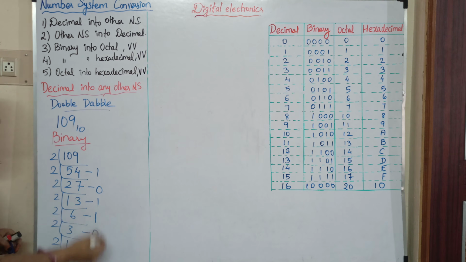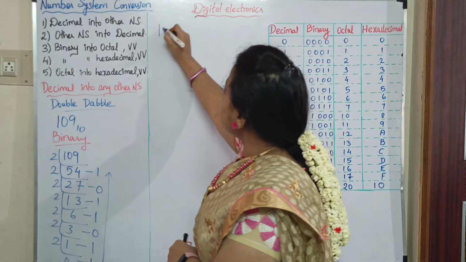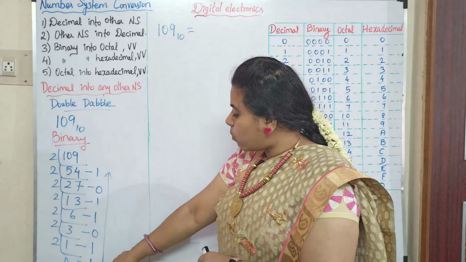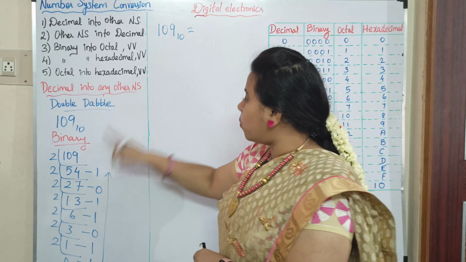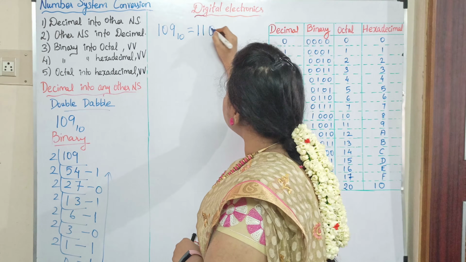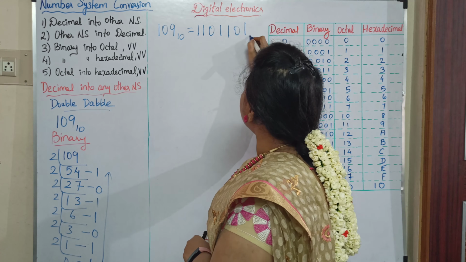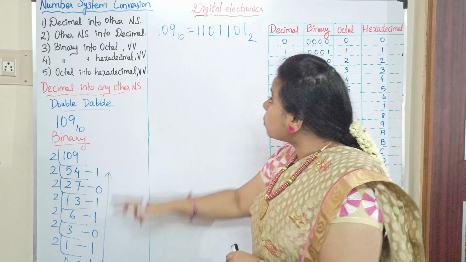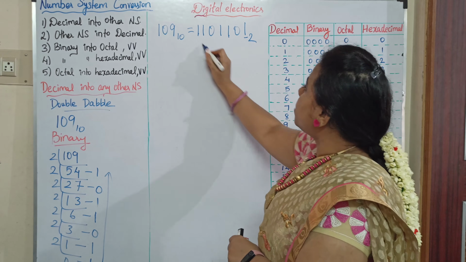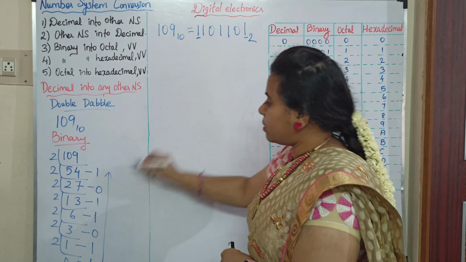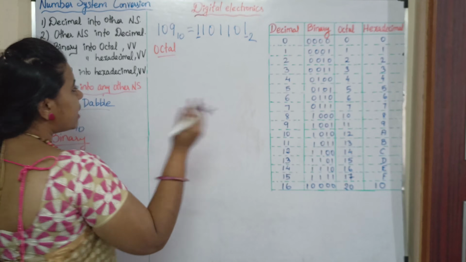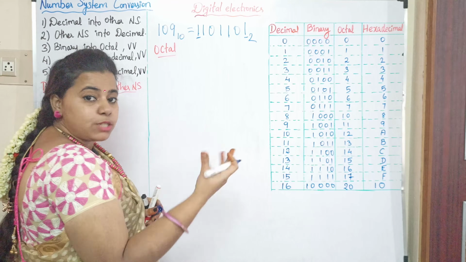You have to collect the remainder in reverse order. So here binary equivalent of decimal value 109 equal to 1101101. Okay, you have to write in reverse order. So here this is the least significant bit and this is the most significant bit. Same procedure you have to follow for decimal into octal conversion.